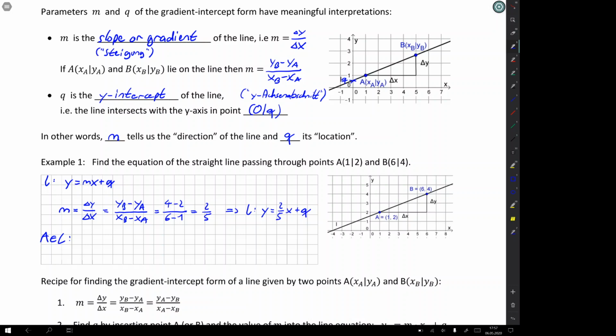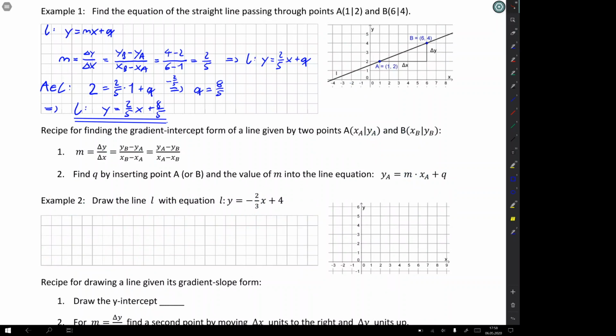This means I can insert the coordinates of A. So y of A is 2, the y coordinate of A. So 2 equals 2/5 times the x coordinate of A, times 1, plus q. Well, to solve that, I have just to subtract 2/5, and I get q is 8/5. And so I have found the equation of the line is y equals 2/5 x plus 8/5.